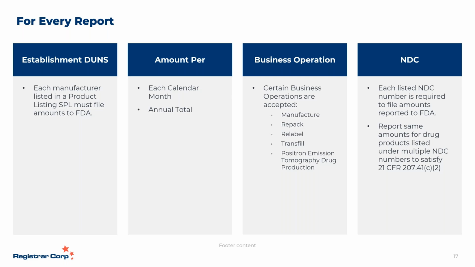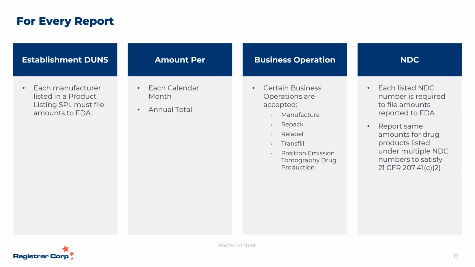These are manufacturer, repack, relabel, transfill, and positron emission tomography drug production. FDA advises to select the business operation that best describes the overall operation. Only if separate batches were one operation and another batch a different operation, then you may report a listing with two different business operations as separate lines.